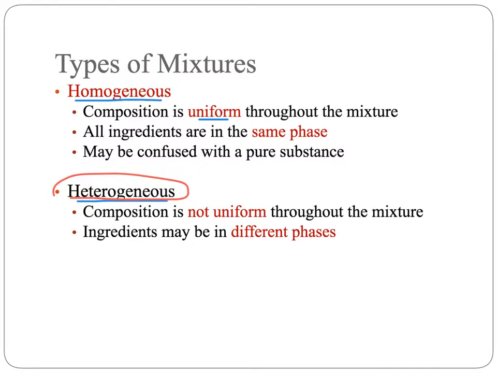And it often can be confused with a pure substance because it looks like it's the same all the way through. So in a homogeneous mixture, all of your ingredients exist in the same phase. In the heterogeneous mixture, the composition is not uniform throughout the mixture. You can see different things. And because of that, the ingredients may be existing in different phases.